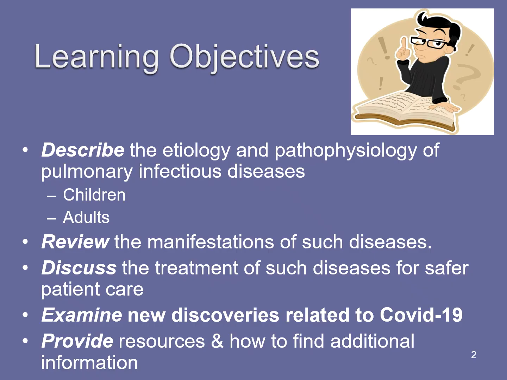So the primary learning objectives we're going to focus on over the next hour or so: we're going to be describing the etiology, that's the root cause, and the pathophysiology, so that's what happens at the tissue and cellular level, of pulmonary infectious diseases. We'll take a look at a few pulmonary infectious diseases that affect children, in particular croup and epiglottitis. We'll also focus on several such diseases for adults.